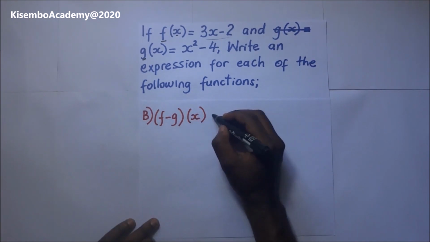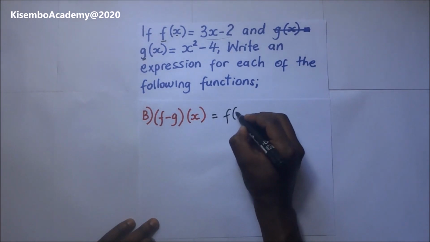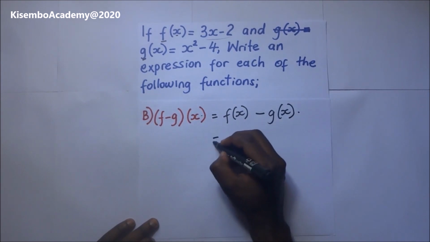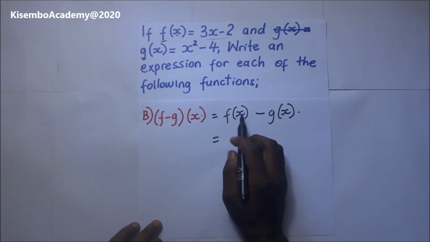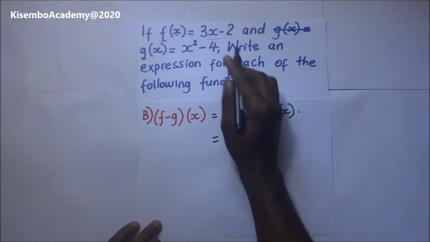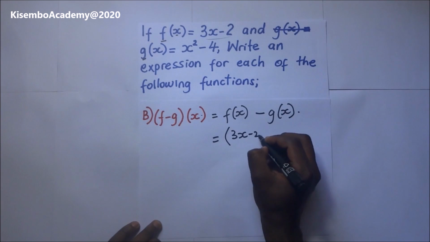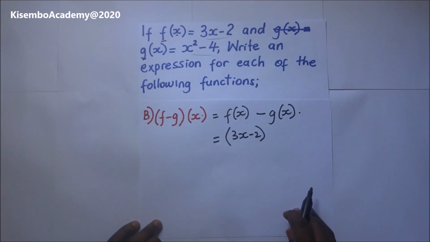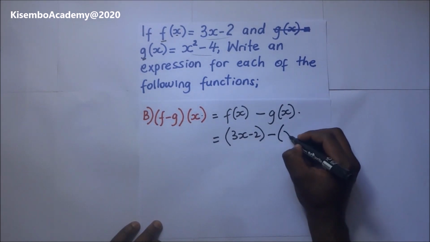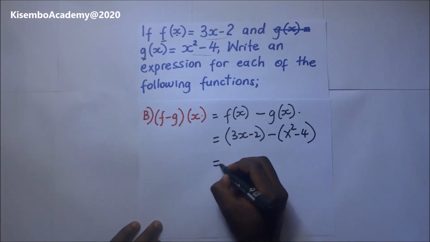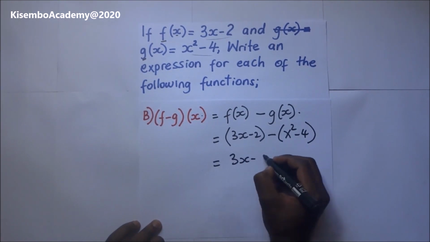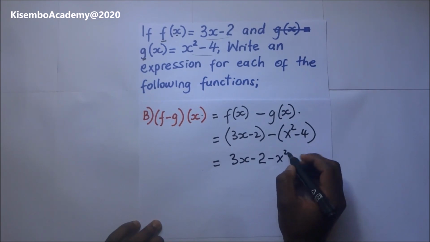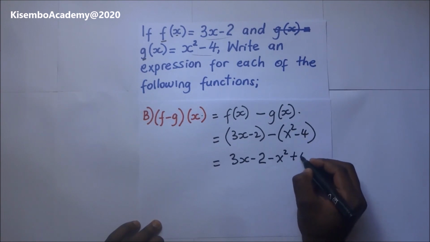Of course, f minus g of x is the same as saying f of x minus g of x. Definitely this is going to end up being f of x, in this case 3x minus 2, minus g of x. Our g of x is x squared minus 4. This is going to end up being 3x minus 2. Then we open brackets. -1 times x squared is going to give us negative x squared. Then we have -1 times -4 gives us +4.